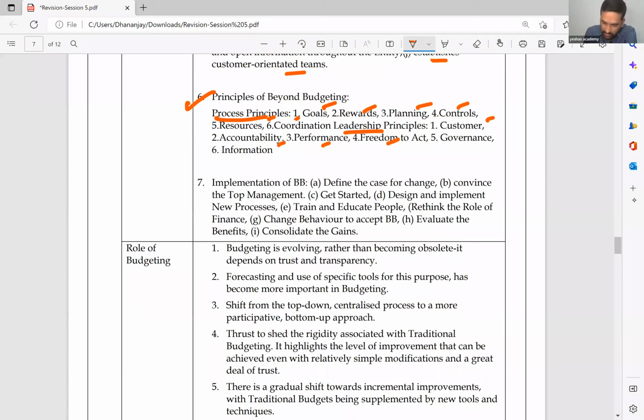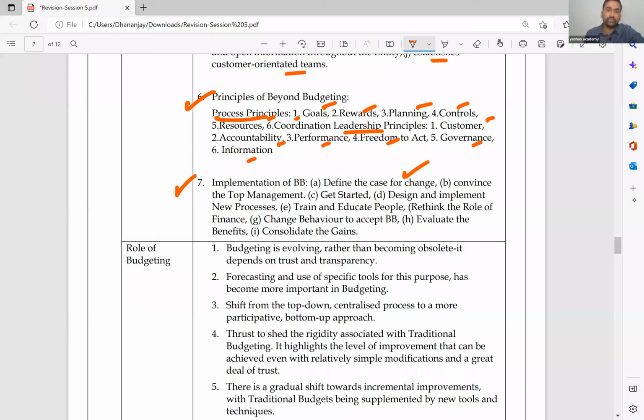Number one, define the case for change. What we were doing in the last year, why we should change the way we were doing things. First, you have to bring in a detailed explanation that, look, we were producing so much, and according to me, that is not the correct achievement. We need to achieve much more than that. Convince the top management.